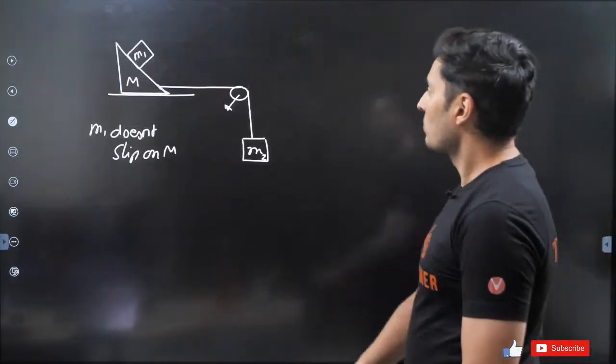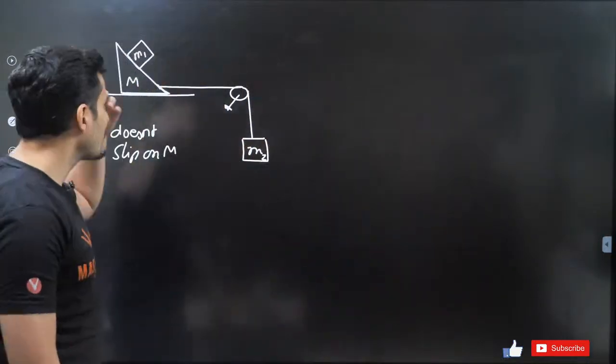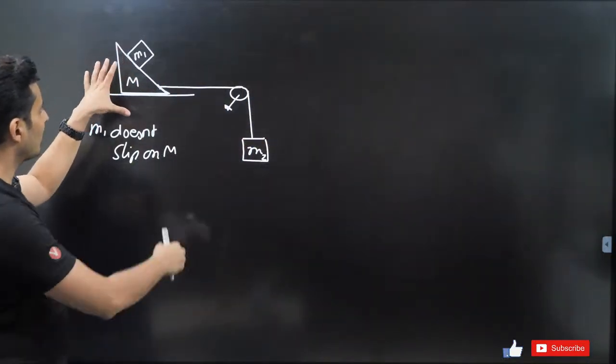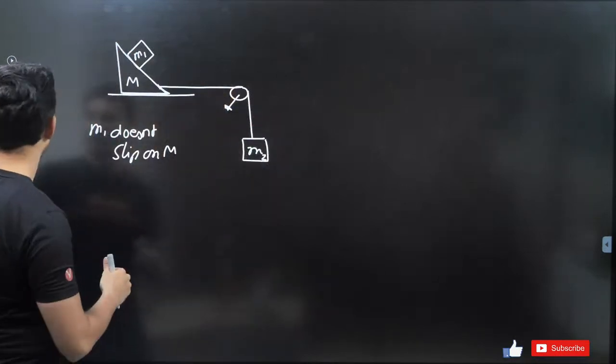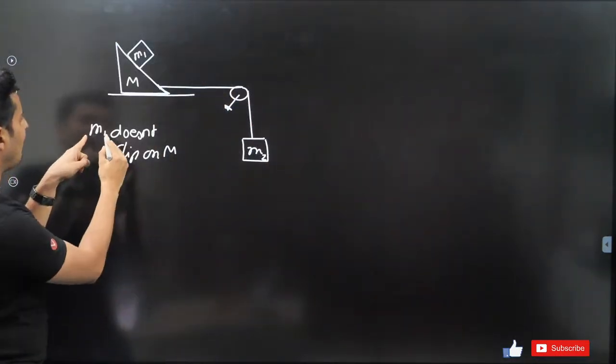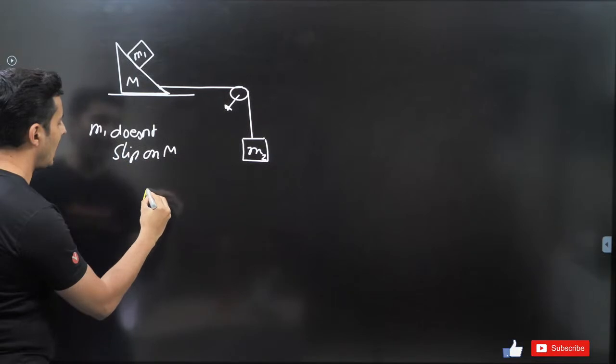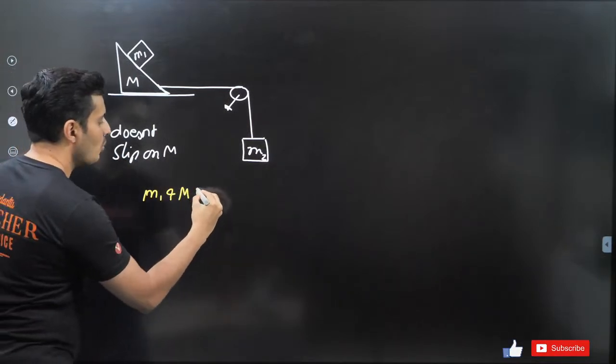All right, so if you have this kind of question, think about it. If this moves together, if M1 does not slide on M, then M1 and M move together.